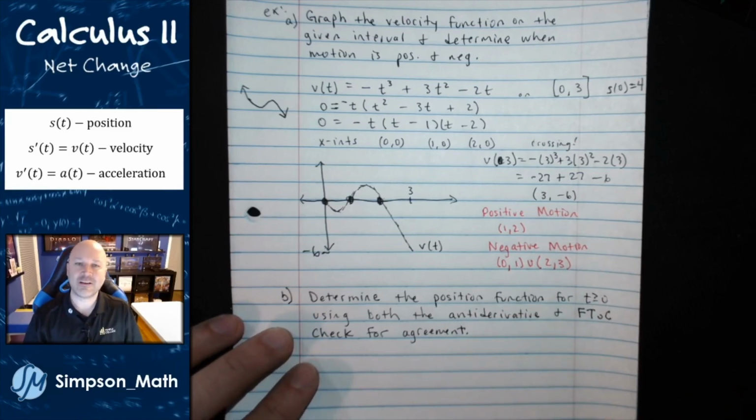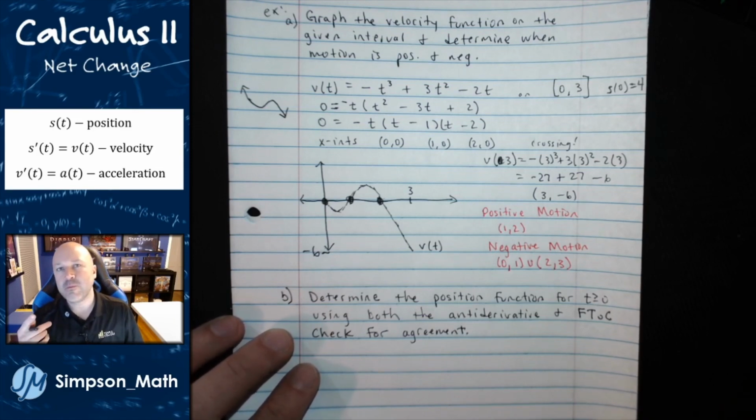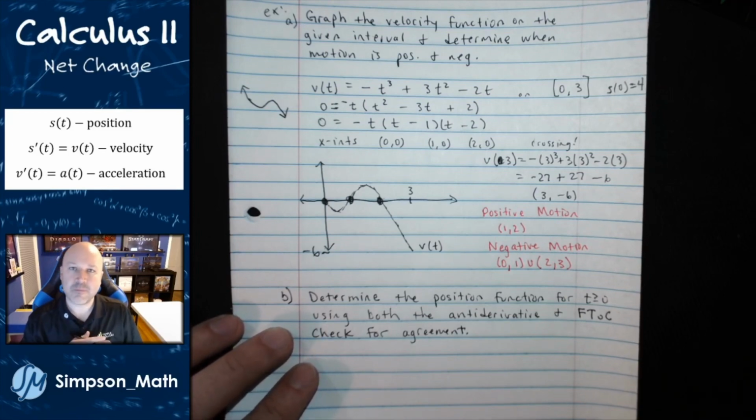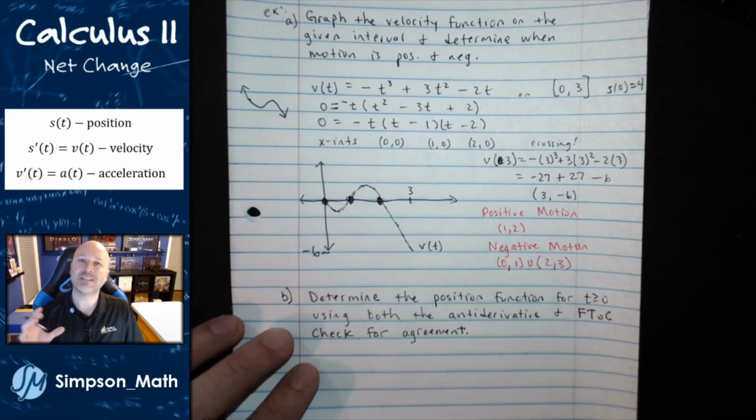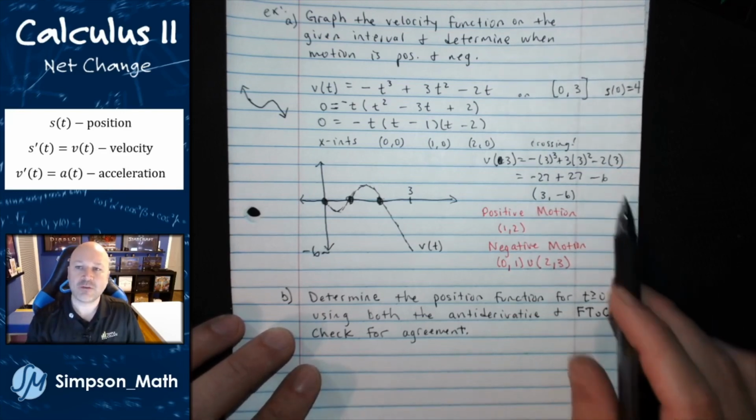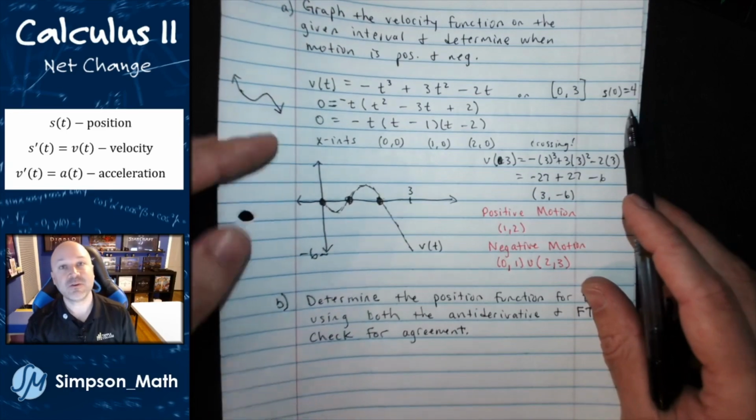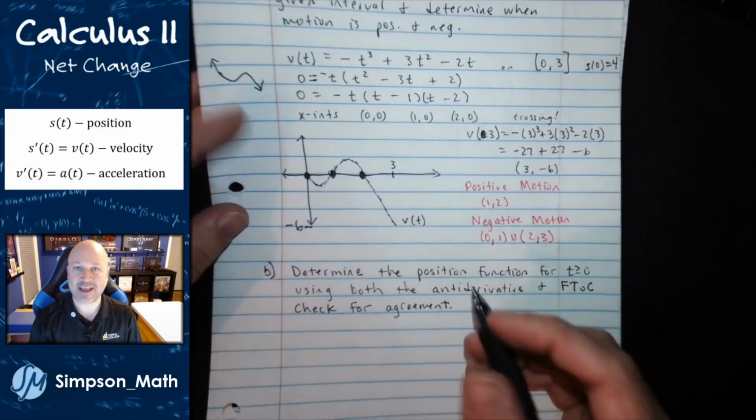Now, we know how to find an antiderivative. It's just the integration. There is an issue here, though, because of the plus c. When we integrate v of t, we're going to get an s of t with a plus c. But I'm going to show you how to handle that. So let's first go about this using the antiderivative method.